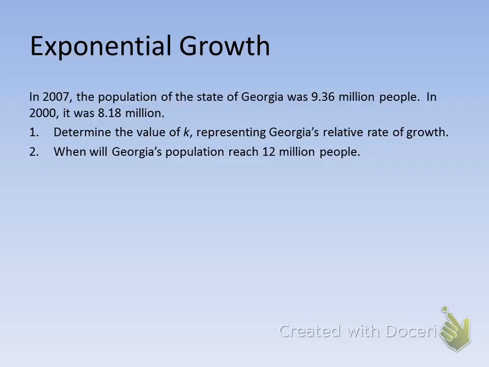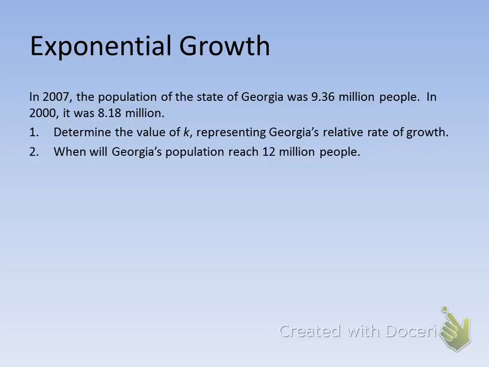Okay, so now we're going to change it up to go to growth. In 2007, the population of the state of Georgia was 9.36 million people. In 2000, it was 8.18 million people. Number one, determine the value of K representing Georgia's relative rate of growth. Number two, when will Georgia's population reach 12 million people?